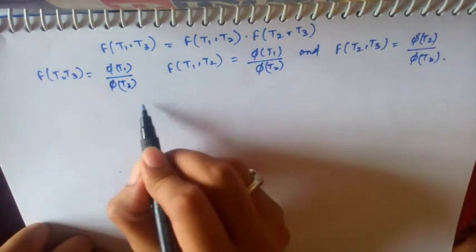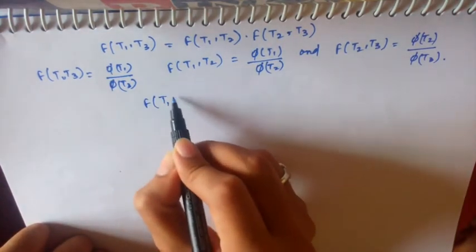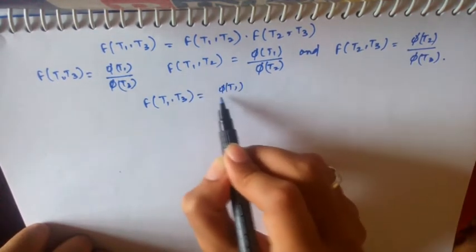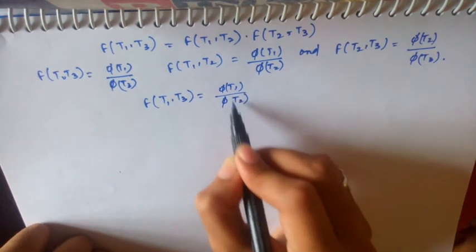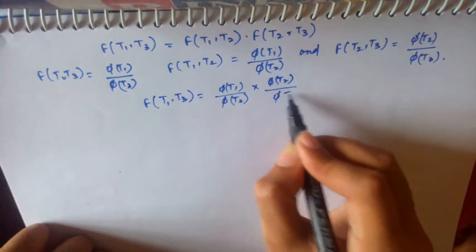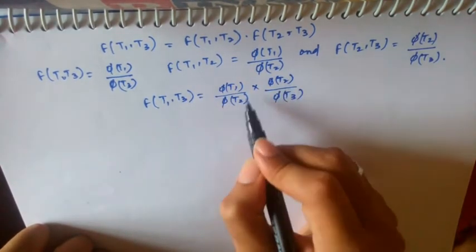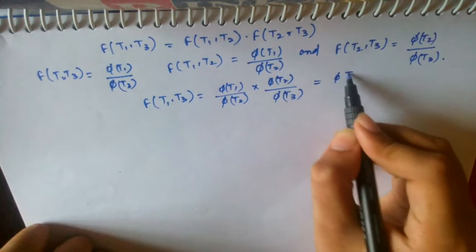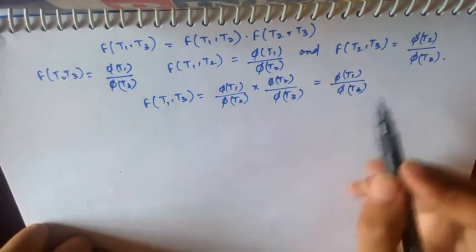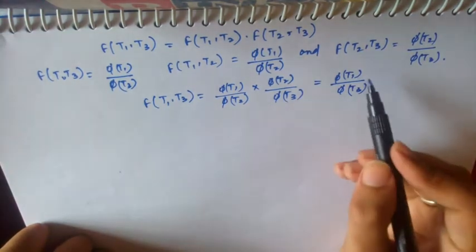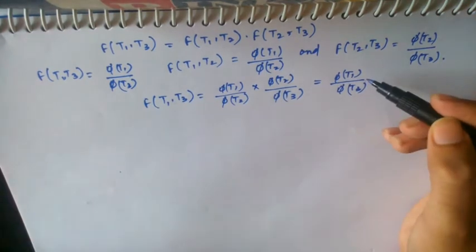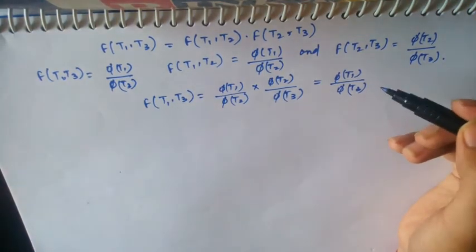So we can say here F(T1, T3) is equal to phi(T1) upon phi(T2) into phi(T2) upon phi(T3). In this way the phi(T2) gets cancelled, and we are getting phi(T1) and phi(T3). So on the left hand side and on the right hand side we are getting the same quantities, T1 and T3. So this might be the function that we are requiring.